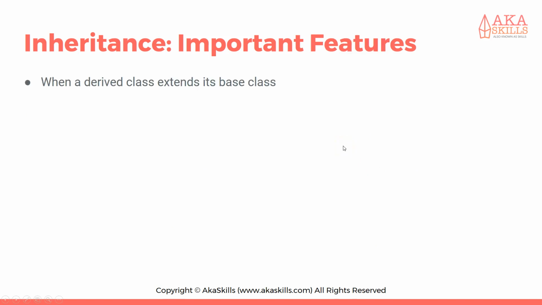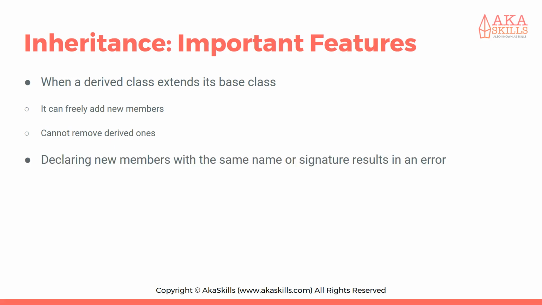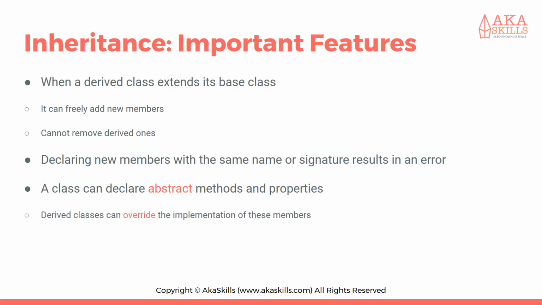Some important features. When a derived class extends its base class, it can freely add new members, cannot remove derived ones, and declaring new members with the same name or signature results in an error. A class can declare abstract methods and properties as well, and derived classes can override the implementation of these members.